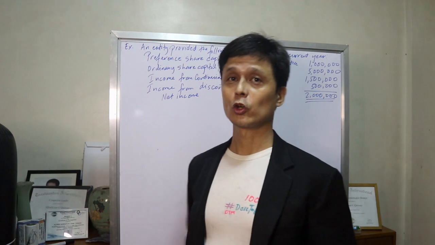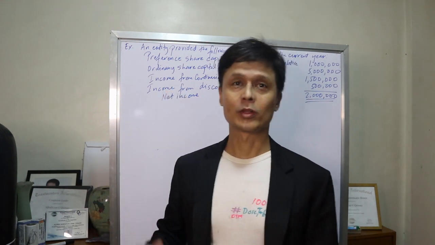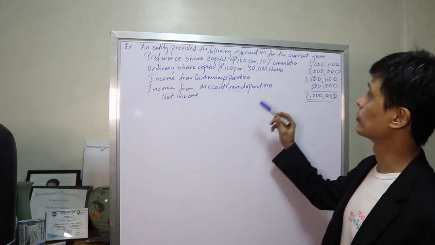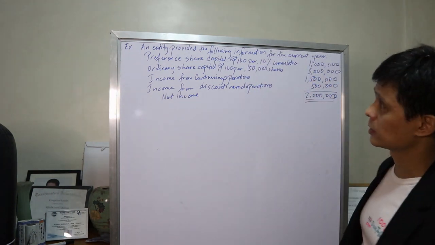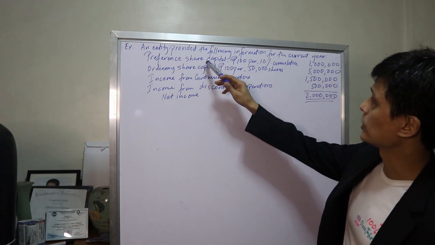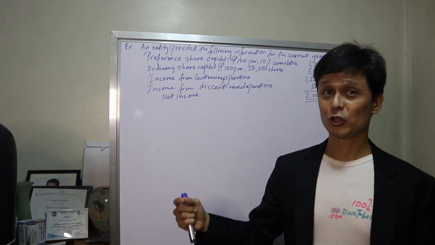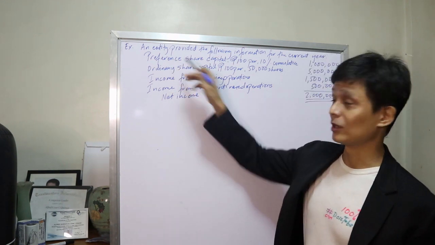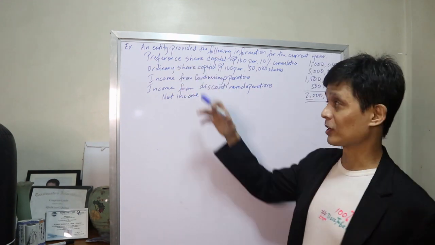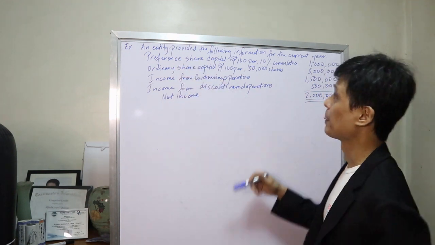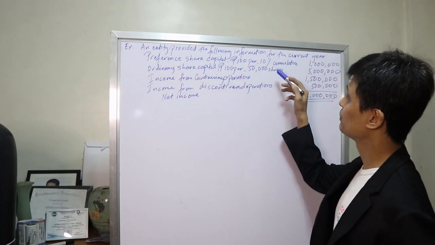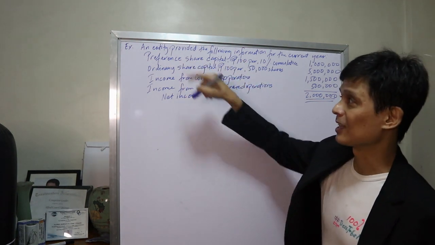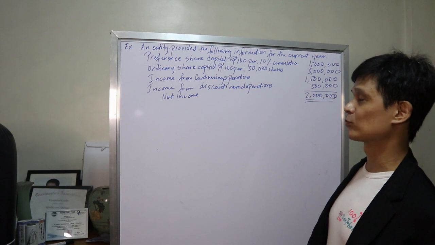Ayan, kunin naman natin ngayon yung computation ng earnings per share using this example. So an entity provided the following information for the current year. So preference share capital. Kanina kung di nyo napapansin, madalas kong mabanggit yung preferred, pero pareho lang yun ng preference. So ito kasi more on accounting term to. So preference share capital, halatang from the old school tayo. Okay, so ito yung terminology ngayon.